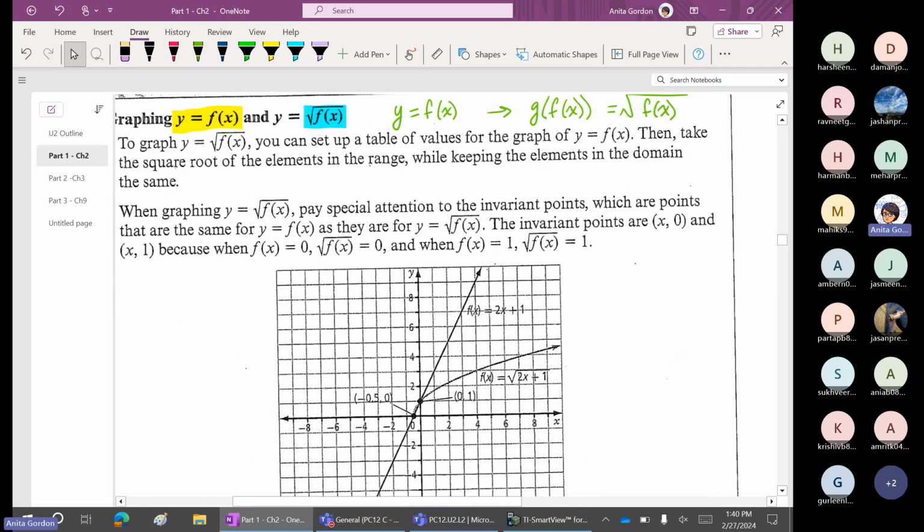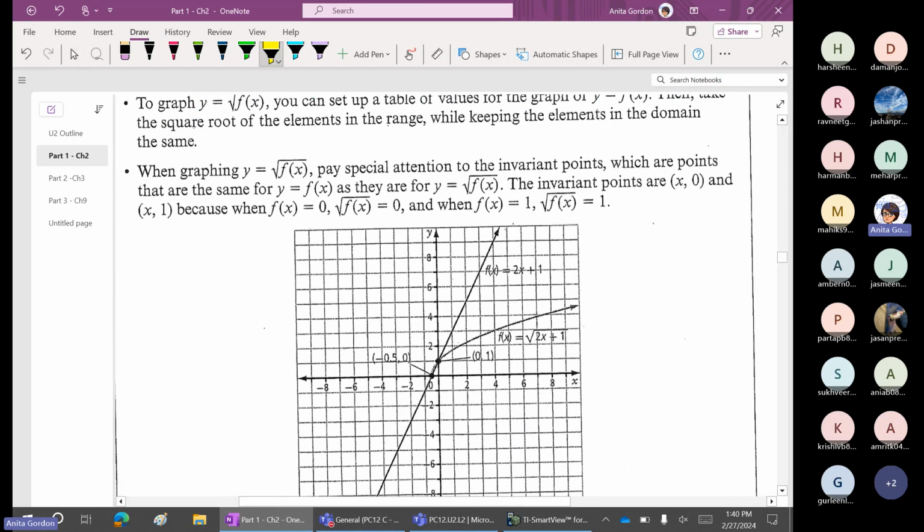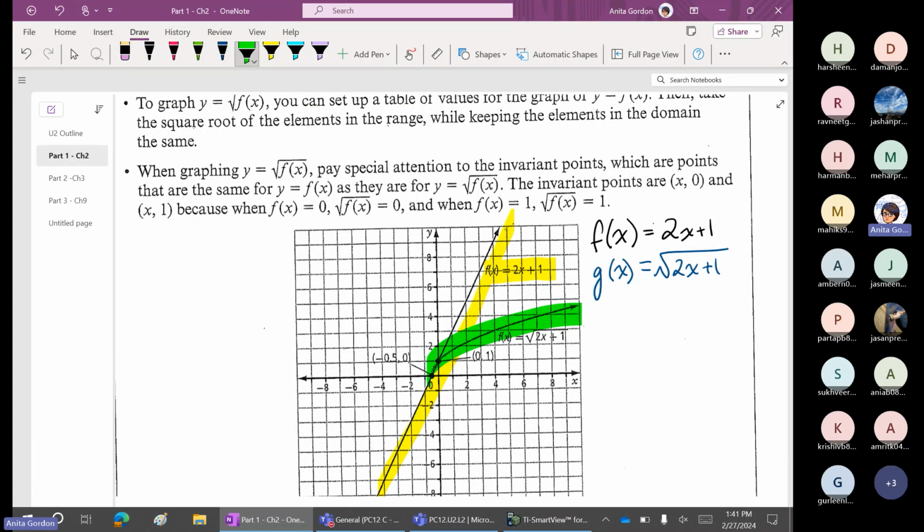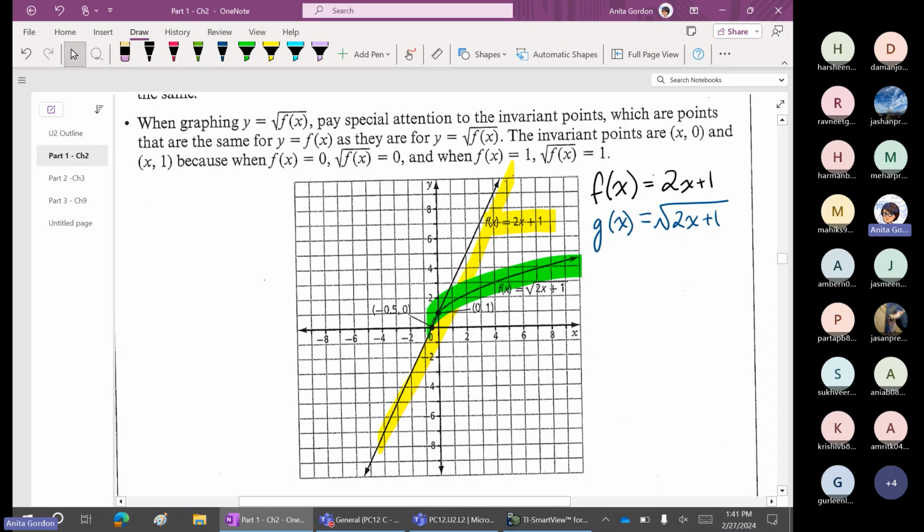Okay? So in this case, I'm going to choose my f of x to be a line, 2x plus 1. And my g of x function will be the square root of 2x plus 1. So hopefully you can see there's a line. That is my f of x, and then this right there is my g of x. You don't need to highlight them. I'm just highlighting them for your sake to visually identify them.